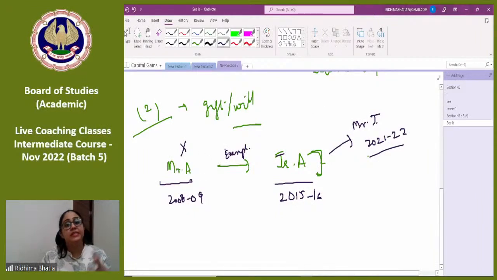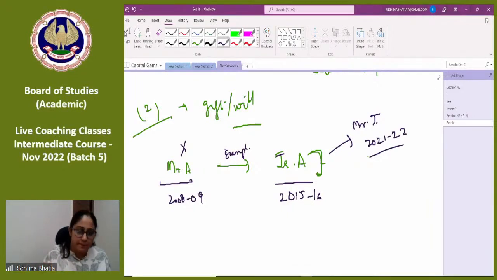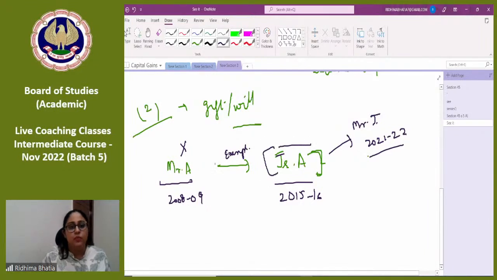Now come to Junior A. Junior A, when he received the property, it's under gift. There is a relation, we'll see in other sources. If you get something in gift, what happens? But Junior A, when receiving the property, nothing would be taxable in his hand also. Now, Junior A sold this property to Mr. J in 21-22 for 50 lakhs.